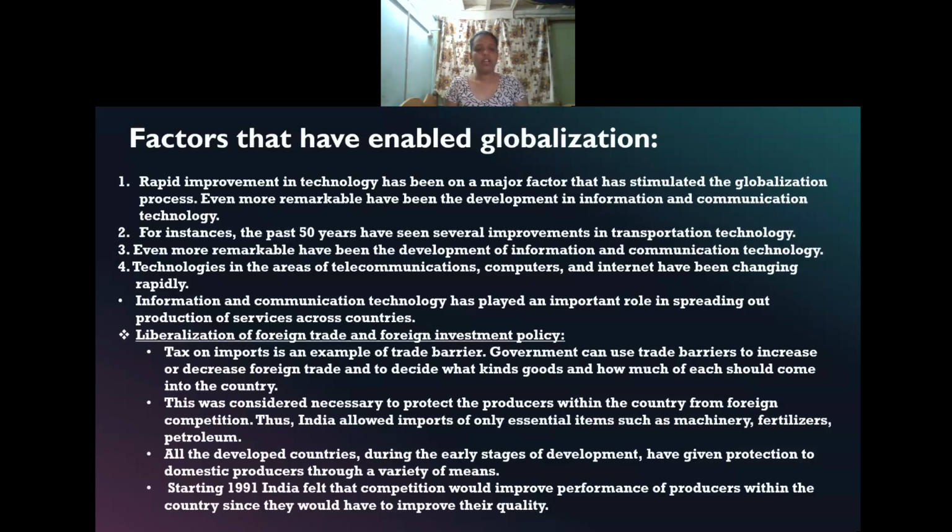So the tax on imports is an example of a trade barrier. Barrier means, you all know, some restrictions. It is called a barrier because some restrictions are being set up so that the government can use trade barriers to increase or decrease or regulate foreign trade, how much of the goods are coming into our country and how much they are circulating in the market, so that they will keep an eye on that.